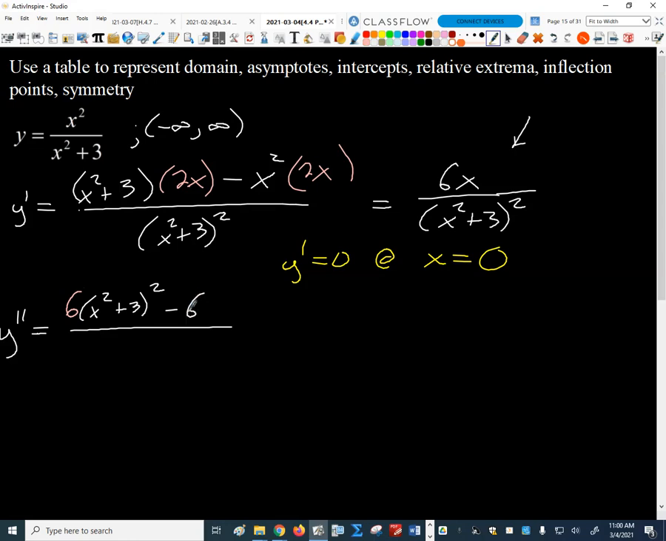Minus 6x times. You have to use the chain rule. Good. Yep. Got to use chain rule. 2 times the quantity x squared plus 3. And then it's just 2x. There you go. Good job. Okay. All divided by the bottom squared, which is just going to be, if I square a square, I just get 4th power, right? So on the bottom, I'm going to get x squared plus 3 to the 4th.